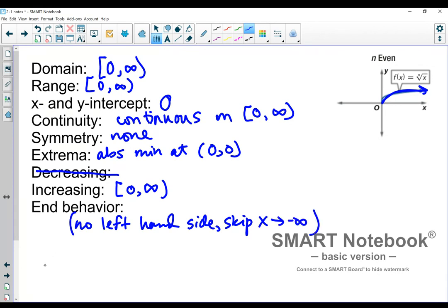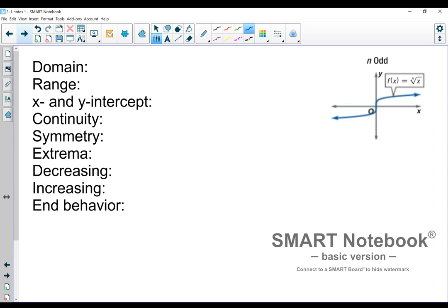So my end behavior would be as x goes to positive infinity. What are my y's doing? As I go to the right, my y's are going up. So my y's are going to positive infinity. So this is when I have an even root. Next, we're going to look at an odd root and what happens. And then we're going to do some solving.